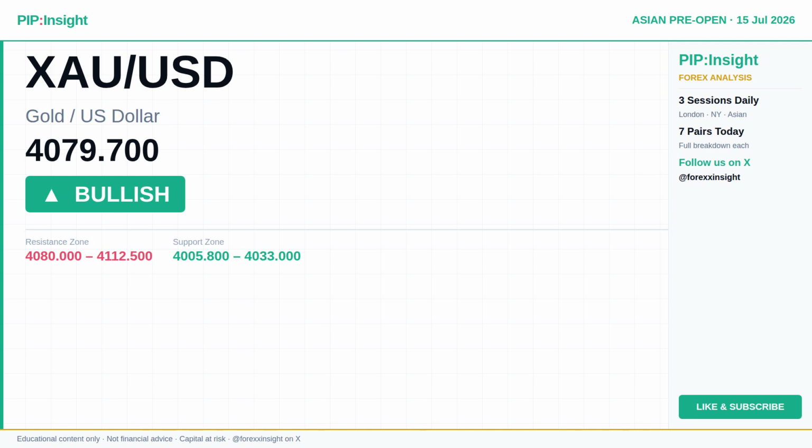Now, fundamentally, today brings PPI data alongside Fed Chair Warsh testifying before Congress. That combination has real teeth for gold. Softer producer prices could weaken the dollar and give gold a lift, while a hawkish tone from Warsh could cap the move or invite sellers. Either way, volatility is likely during the New York Open. The levels to watch into the session: $4,080 and $4,095 as resistance, and $4,033 holding as the key floor.